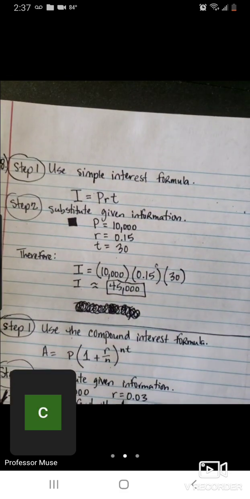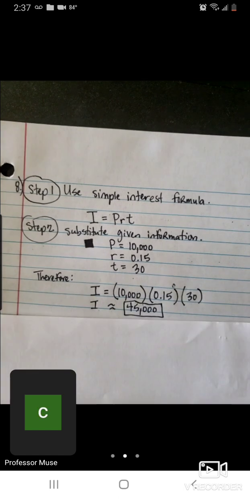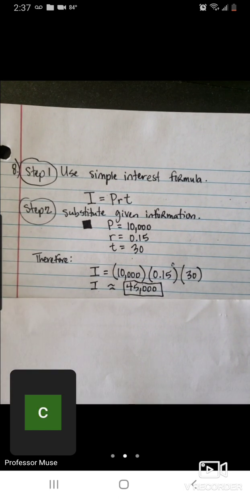Okay, let's look at number 8. Number 8 on your worksheet says, determine the simple interest earned on $10,000 after 30 years if the APR is 15%. All right, so number 8 is pretty straightforward.